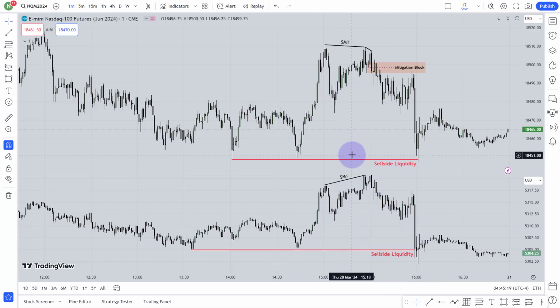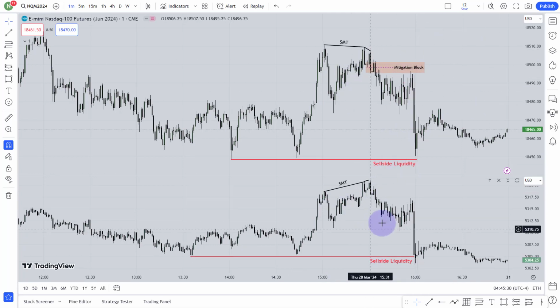I tried to make it clear, and you have to observe both of the markets at the same time. If you can do it this way, I believe that most of the time you will get the precision, and you will understand how to use the mitigation block.